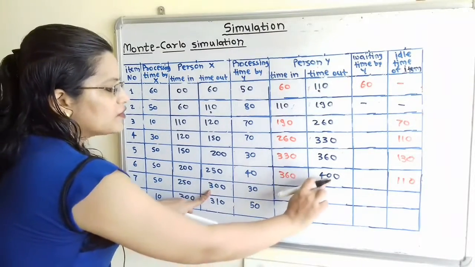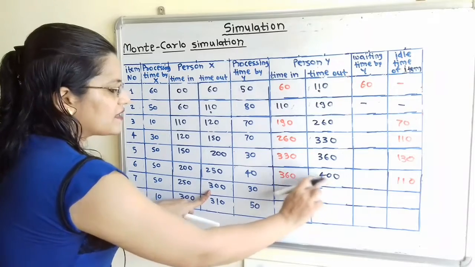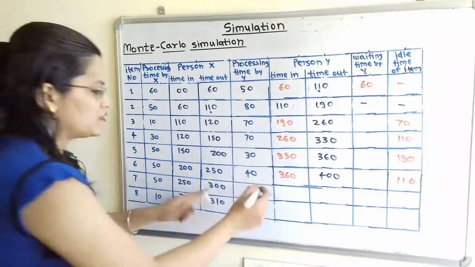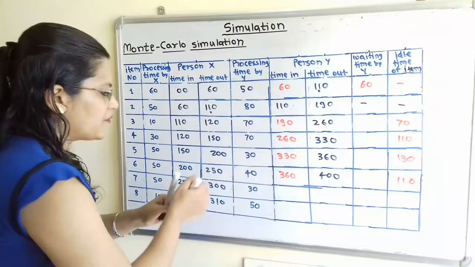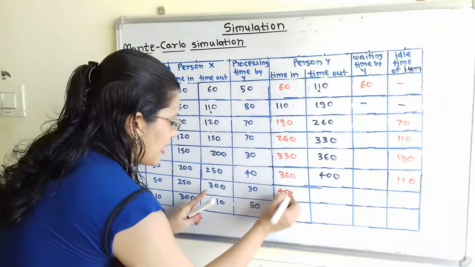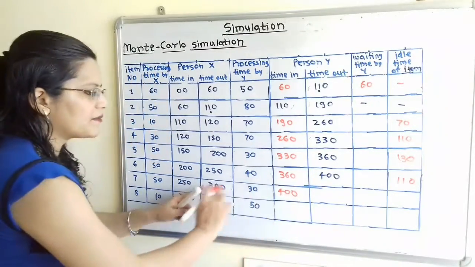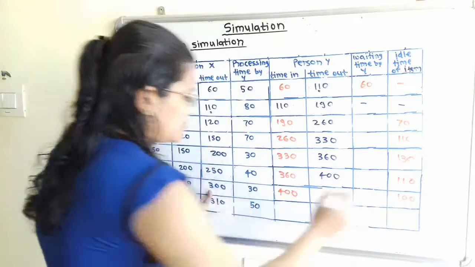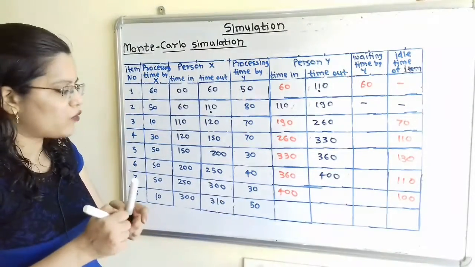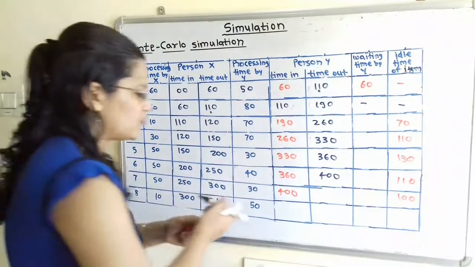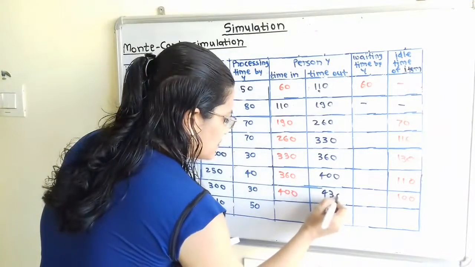Again after 400 seconds only, the person is free. So time in is 400 seconds. And what is the idle time? 400 minus 300, that is 100 seconds. And what is the time out? The processing time is 30, so I will write here 430 seconds.